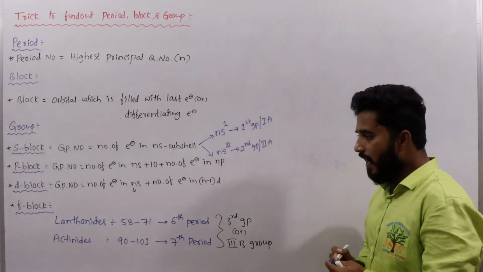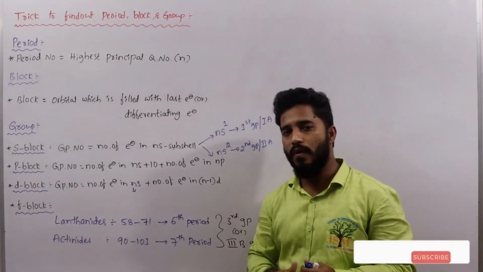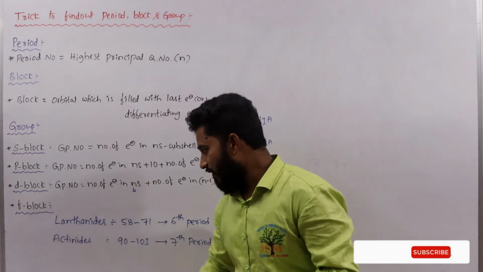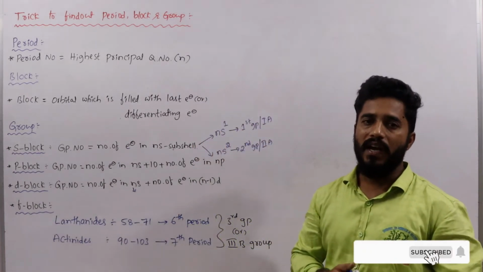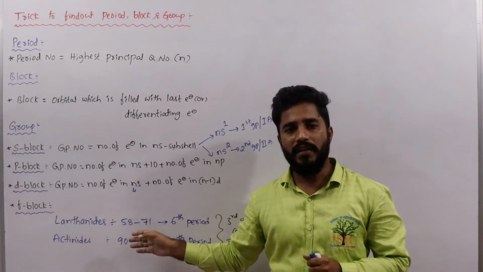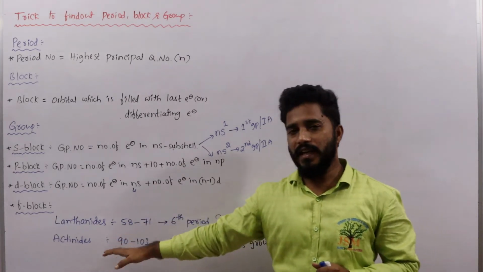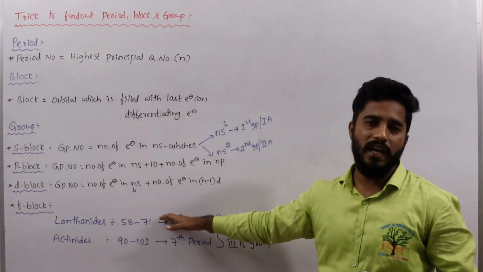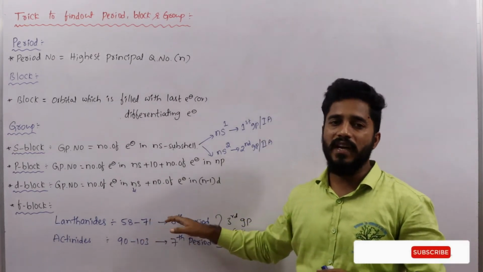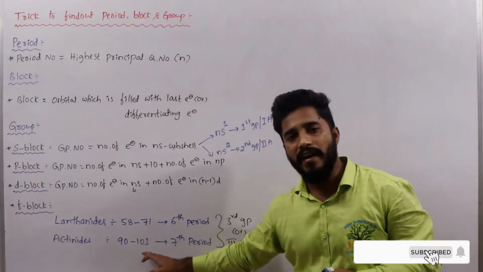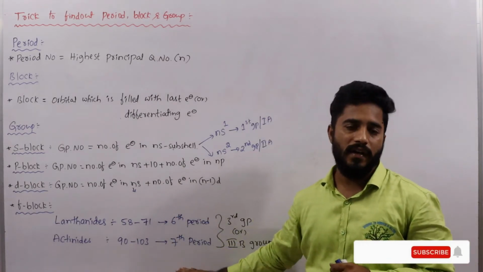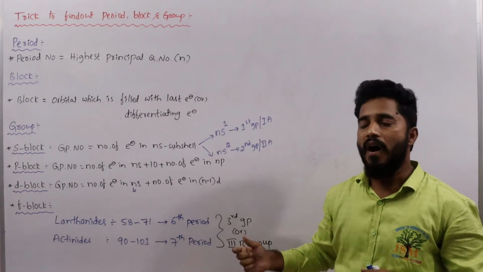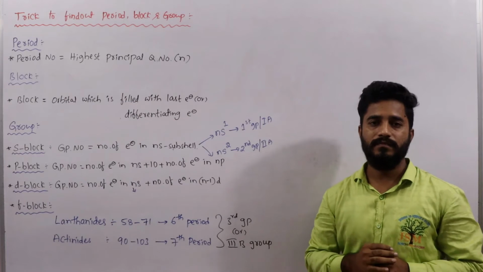For f block elements, how to find out the group number? Here only two types of elements are there: lanthanides and actinides. Lanthanides are from 58 to 71 and actinides from 90 to 103, 14 elements each. The lanthanides belong to the 6th period and actinides belong to the 7th period. Both lanthanides and actinides belong to the third group or 3B group.